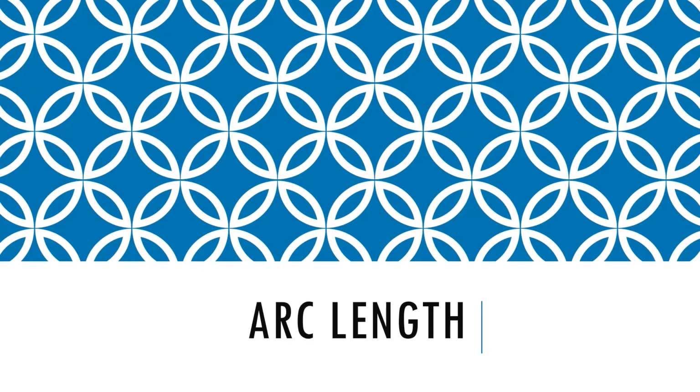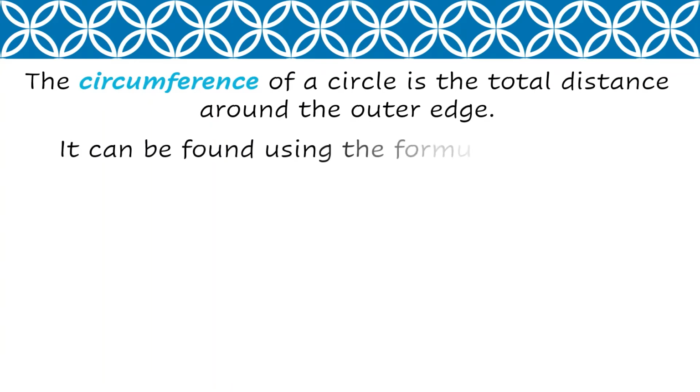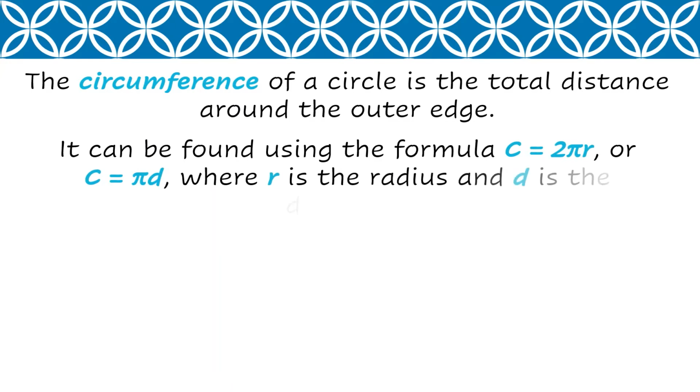Going to talk about arc length in a circle. The circumference of a circle is the total distance around the outer edge. It can be found using the formula C equals 2 pi r or C equals pi times diameter, where r is the radius and d is the diameter.